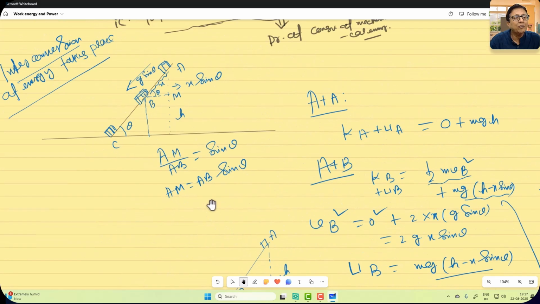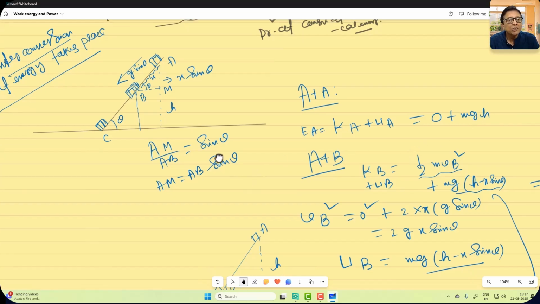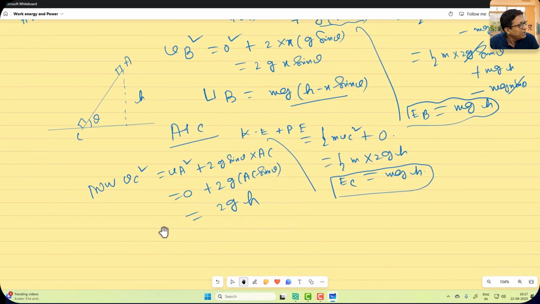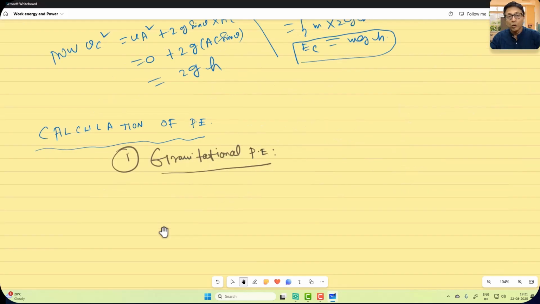And energy at the topmost point, what have you got? That is also mgh. So total energy is conserved over there. Clear? Understood? When you are going to calculate any kind of potential energy, then we will be using this formulation.